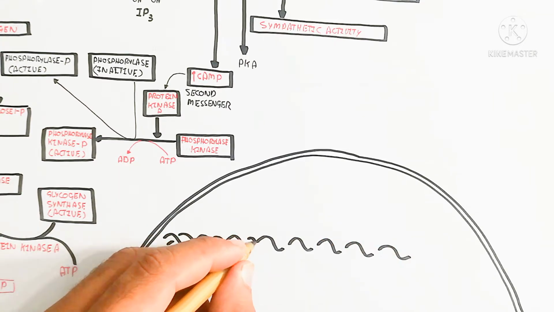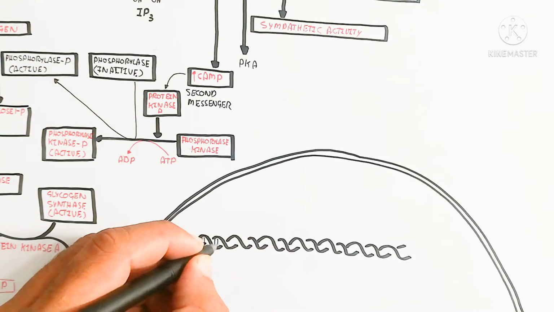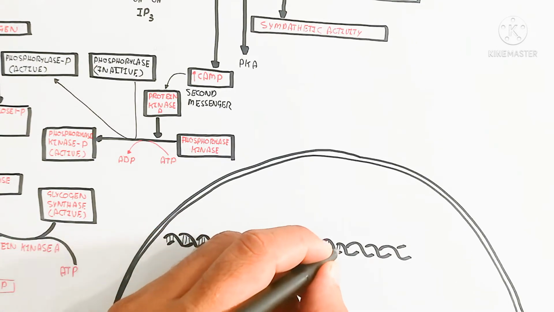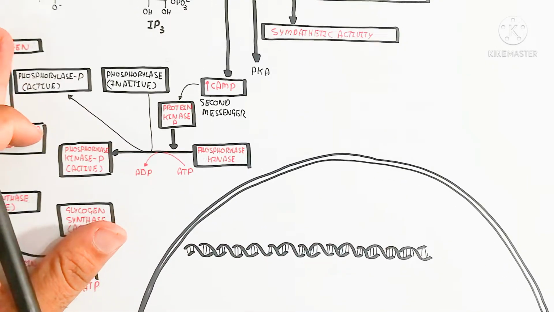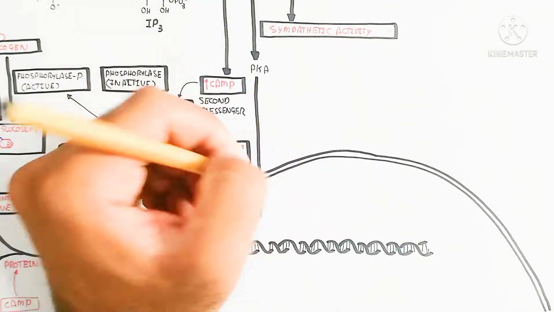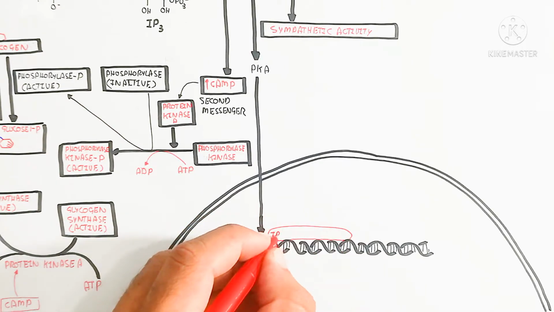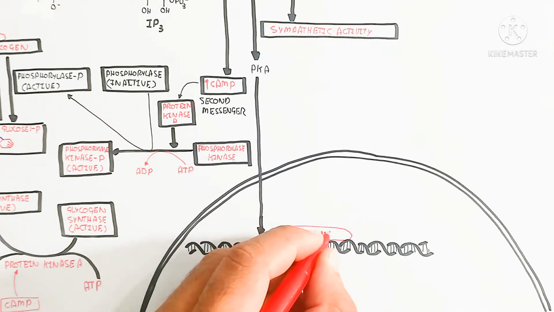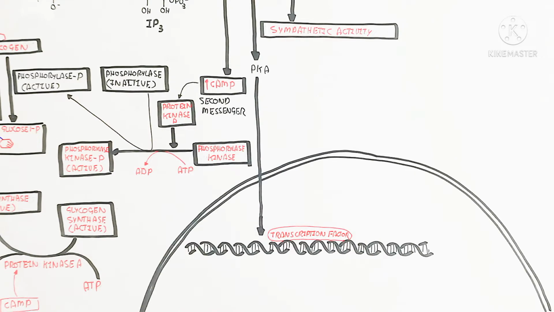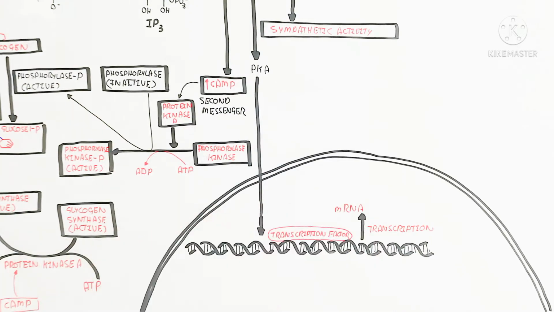protein kinase A is bound with a transcription factor for transcription of the DNA into messenger RNA, and in this way it goes into the nucleus, and the messenger RNA goes through a nuclear pore to the cytoplasm, and translation will occur. In this way, translation can lead to cell growth, proliferation, cell survival, migration, and metastasis.